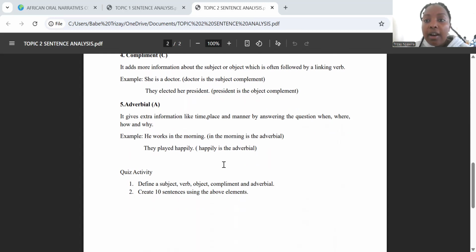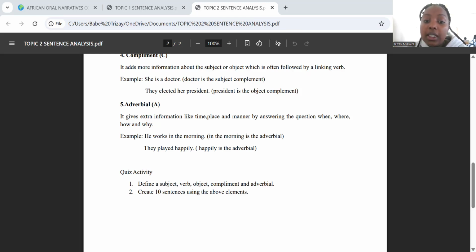A sentence must have all those elements for it to be grammatically correct. So for your practice today, define the subject, verb, object, complement, and adverbial. Make sure you define them without looking at the notes. Try and evaluate what you've learned so that you can know if you have understood well. Just try and remember, jog your mind and see what you've understood in this topic.